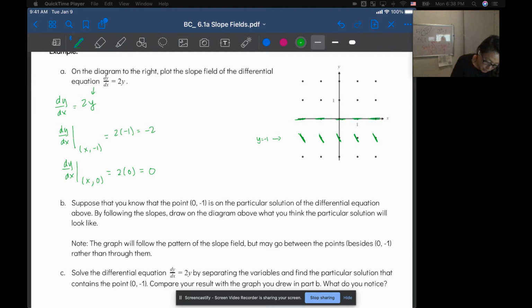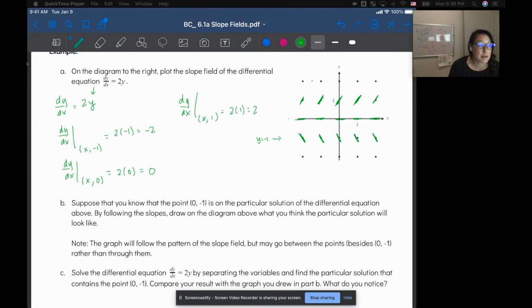And then let's do one more. Dy over dx evaluated at any x comma 1 is going to be 2 times 1, which is 2. So we're going to have a slope of positive 2. So each one of these little tick marks represents a slope of positive 2 at each one of those points.